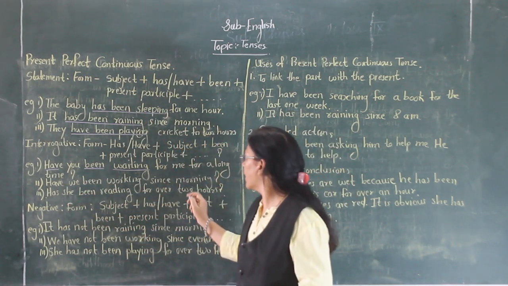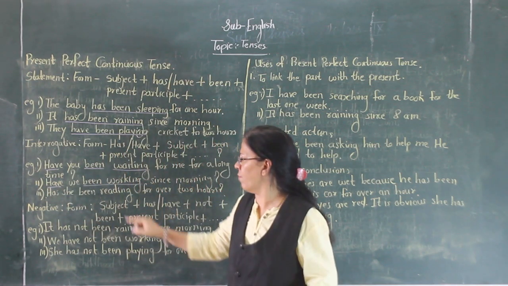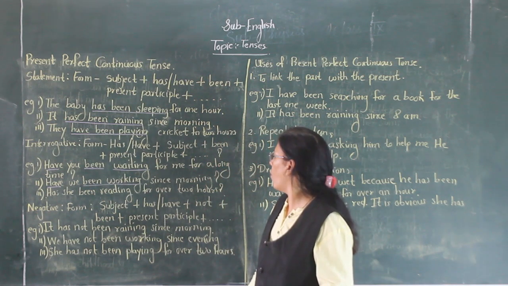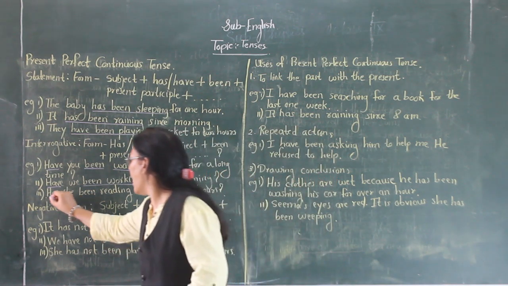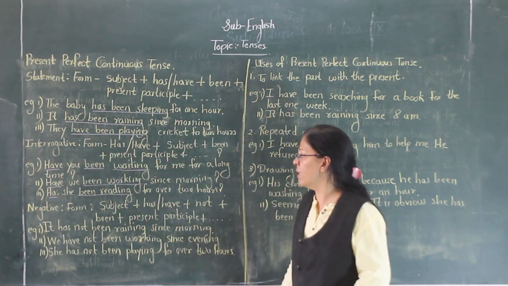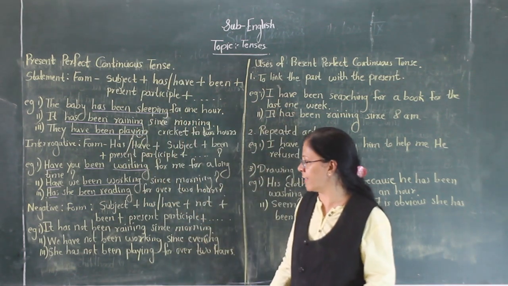Have we been working since morning? Have been working, we is the subject. Has she been reading for over 2 hours? Has been reading. So this is the verb which indicates present perfect continuous tense.